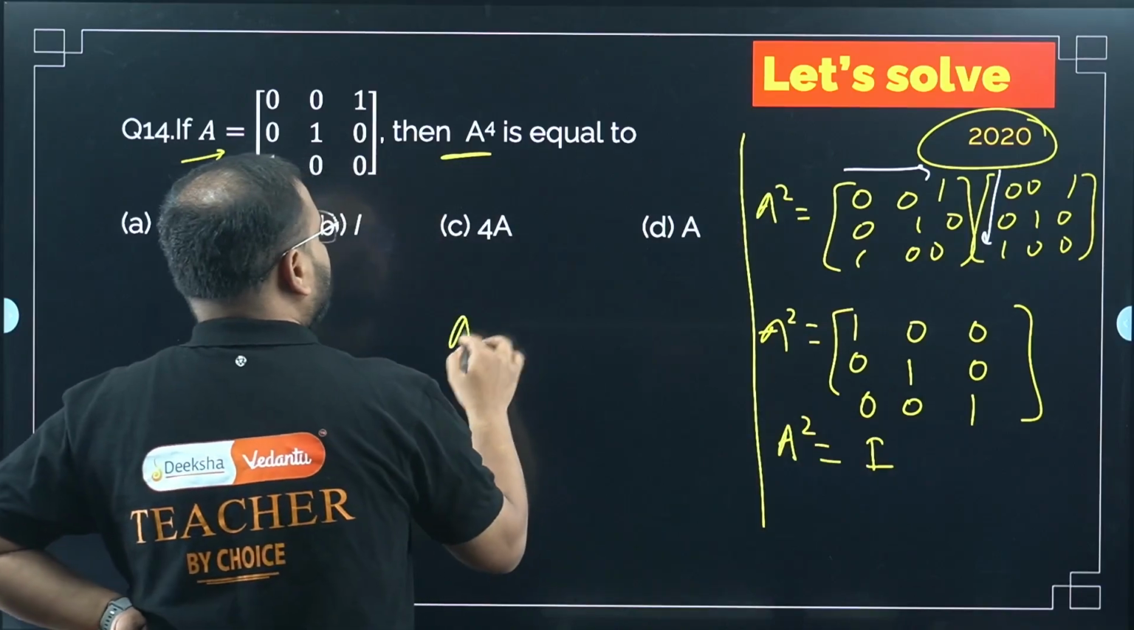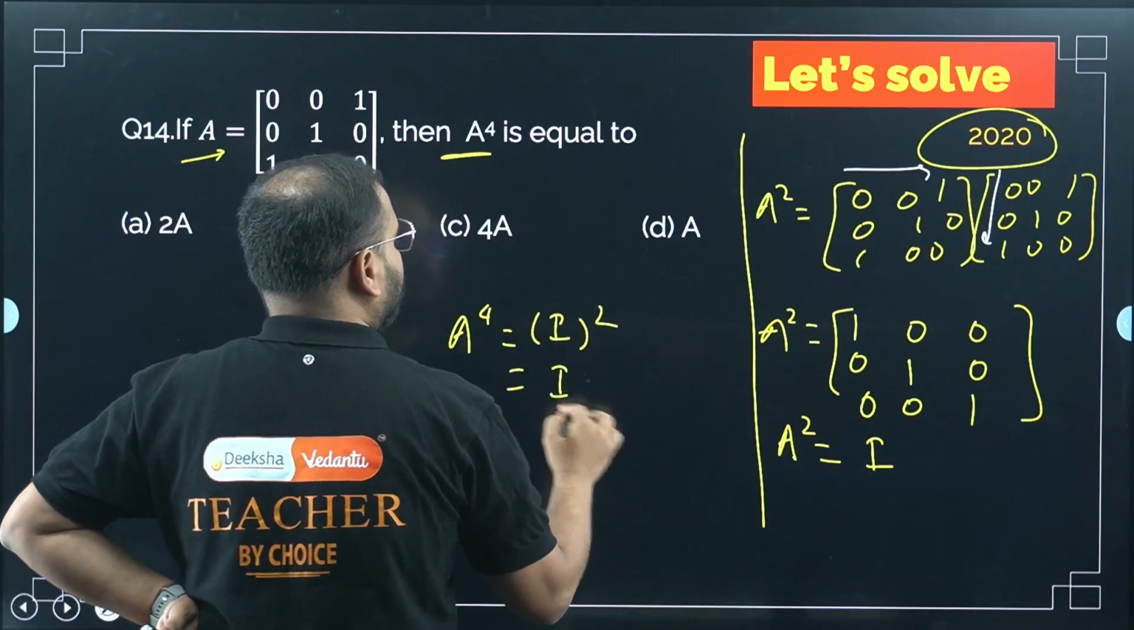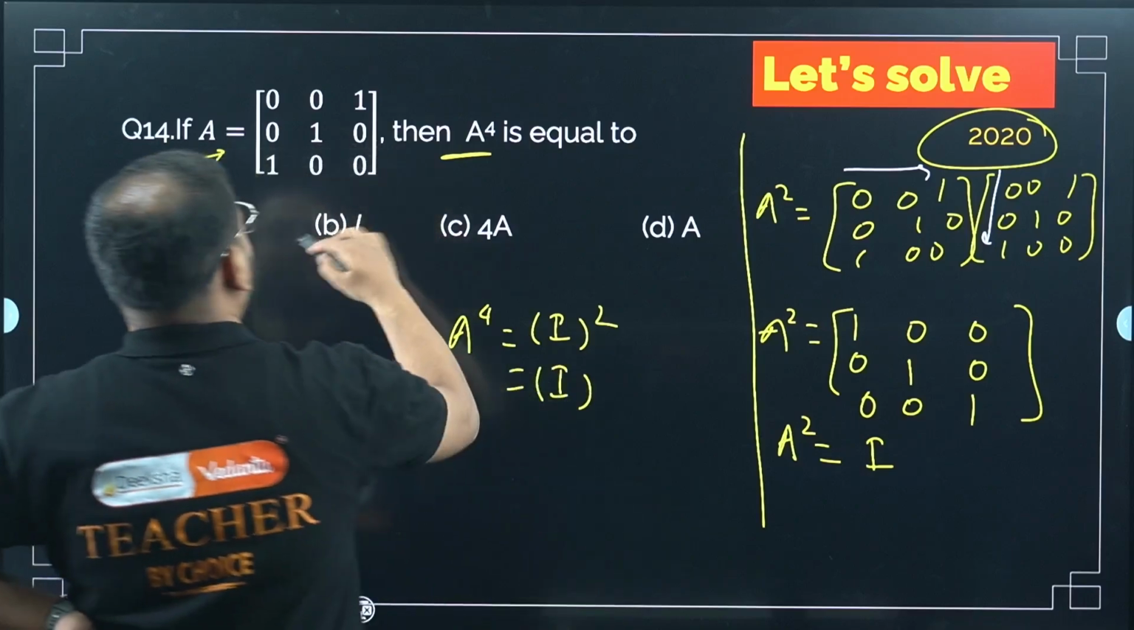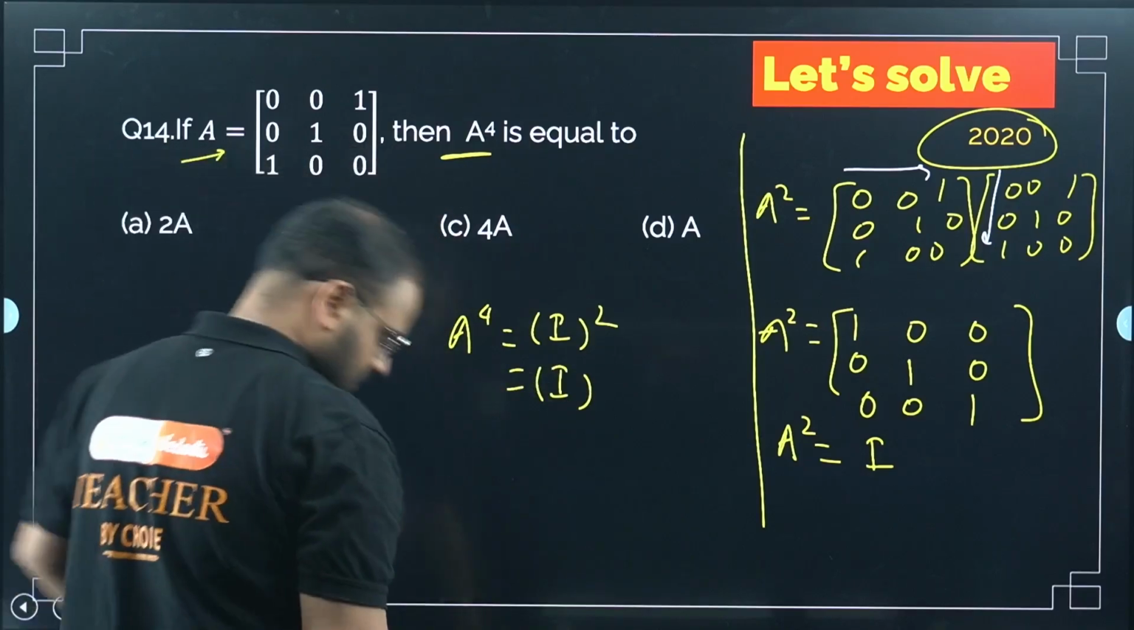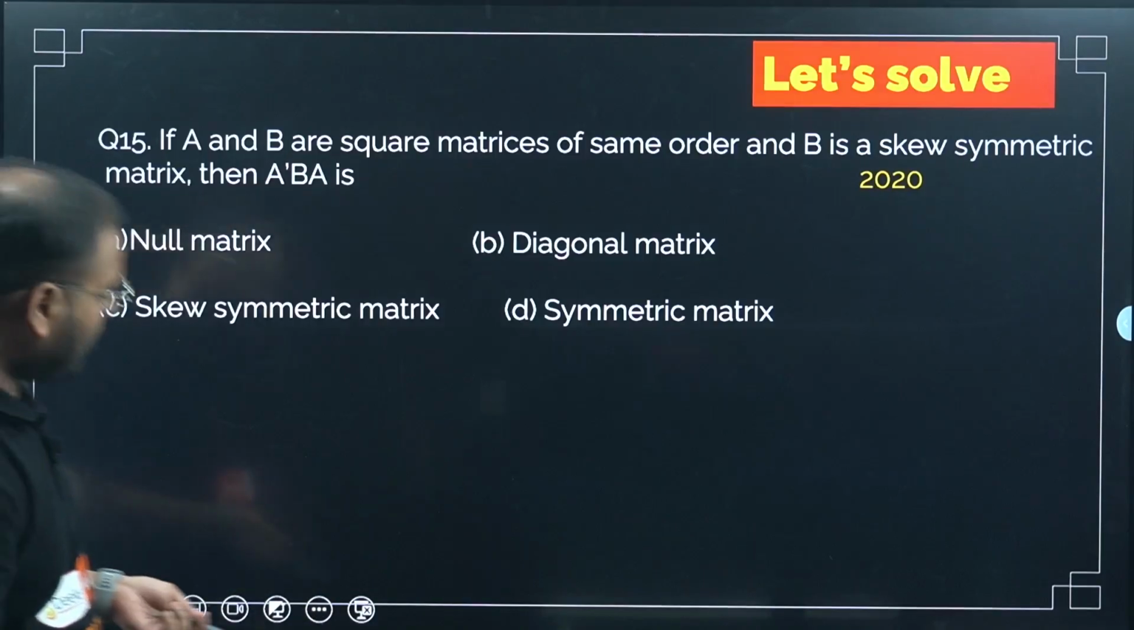What is going to be my A power 4? Identity square, right? So identity only. What is the answer? B. Answer is B, sir. Please check. Answer is B. Yes. Let's move on.